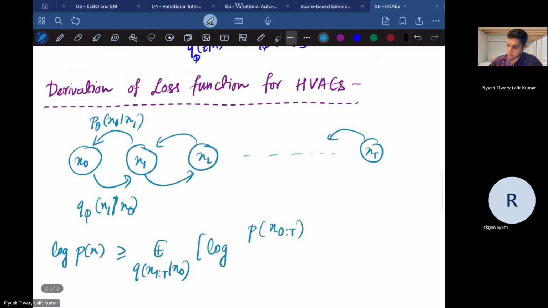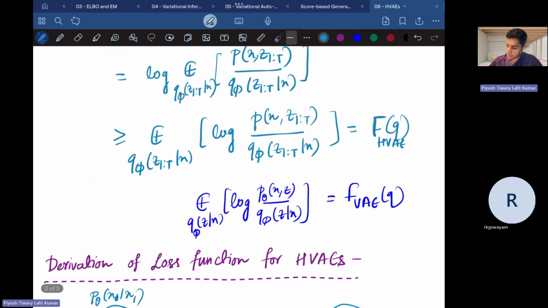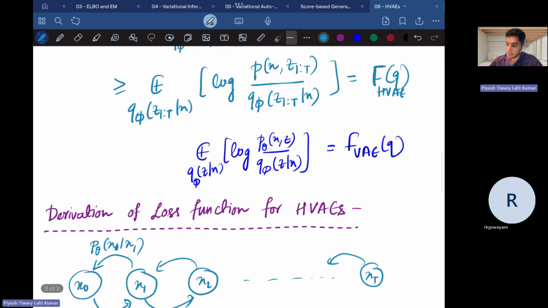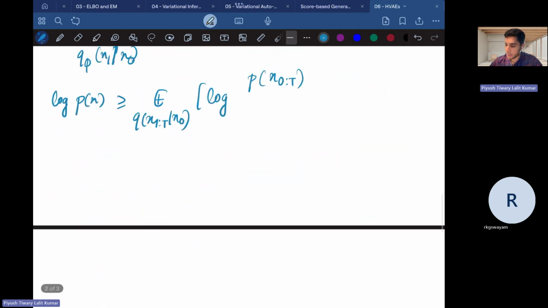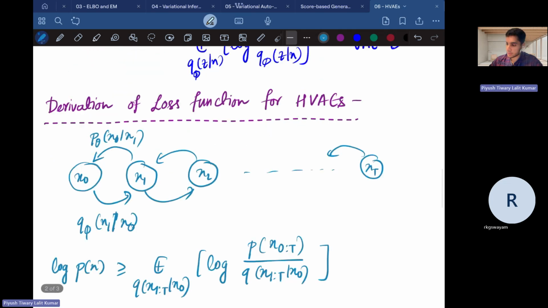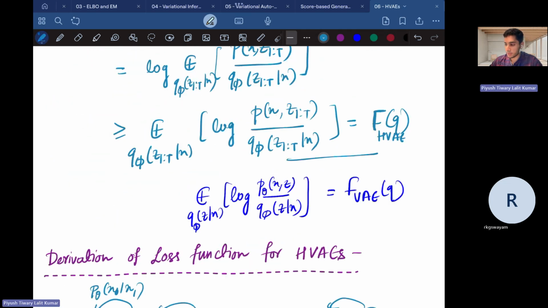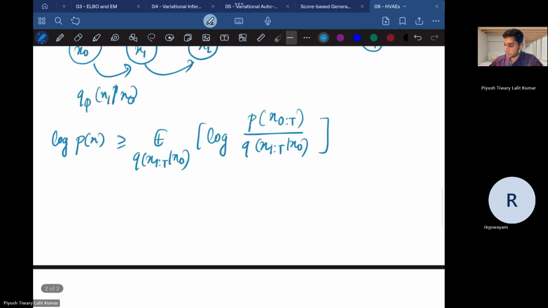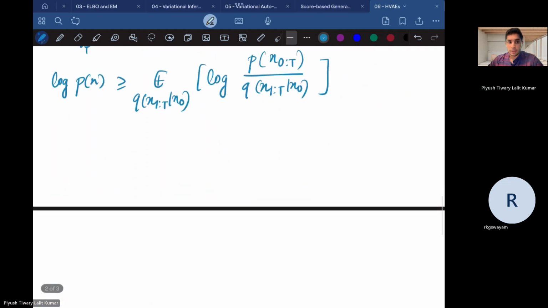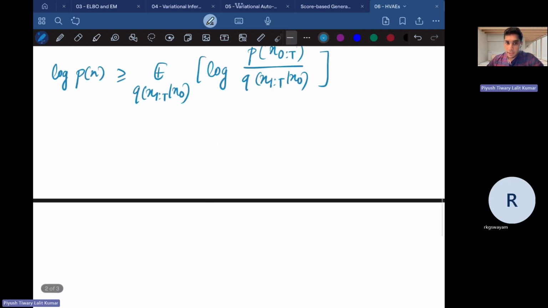Okay. I hope this is clear that x is now x naught and z1 to t is x1 to t. So I'm just combining them and writing it as x0 to t, divided by q of x1 to t given x naught. This is just by whatever ELBO we derived here. That's all. Now let's start manipulating this term.